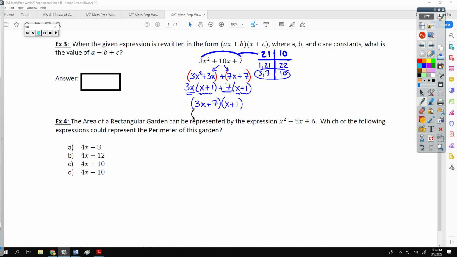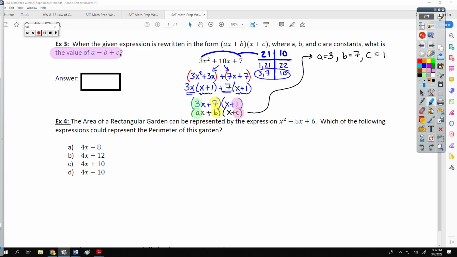Once again, we should be able to compare this to the format from the problem and realize that that gives us the values of a, which has to be 3, b, which has to be 7, and c, which has to be 1. Okay, look here. If you don't believe me, look right here. A is 3, b is 7, c is 1.